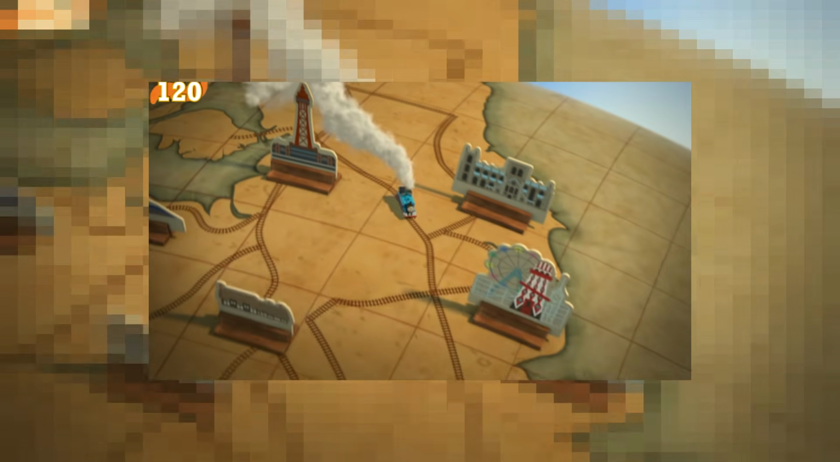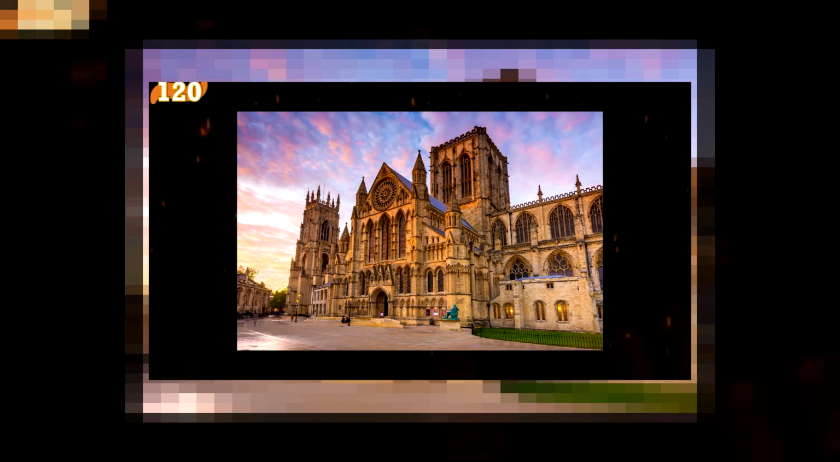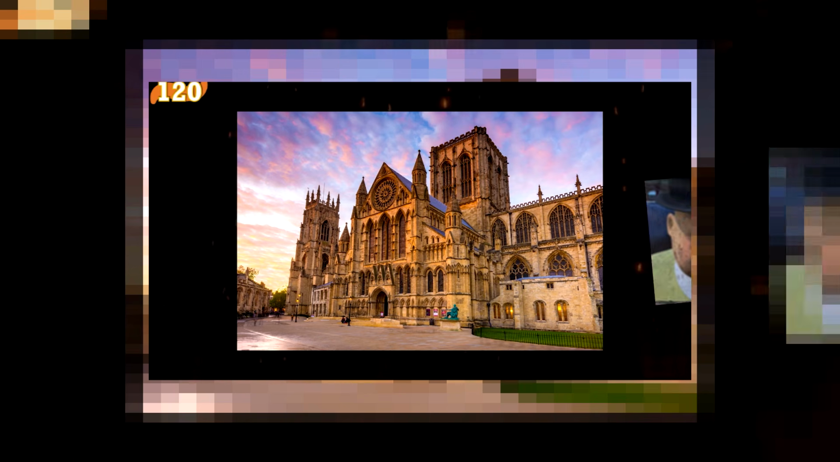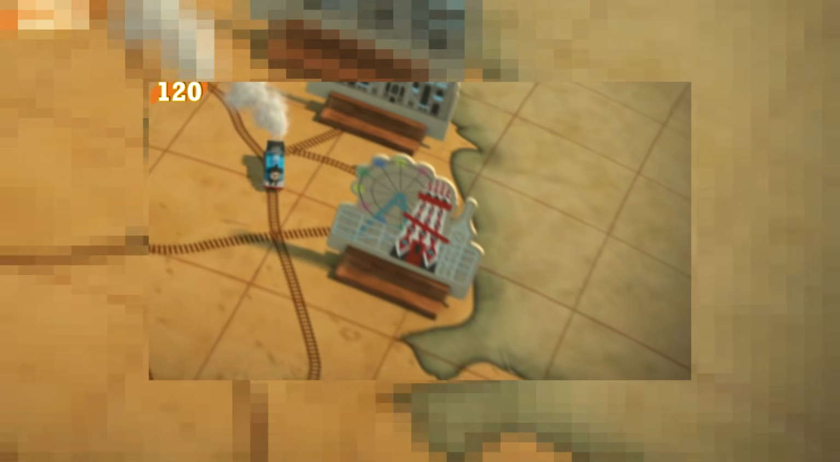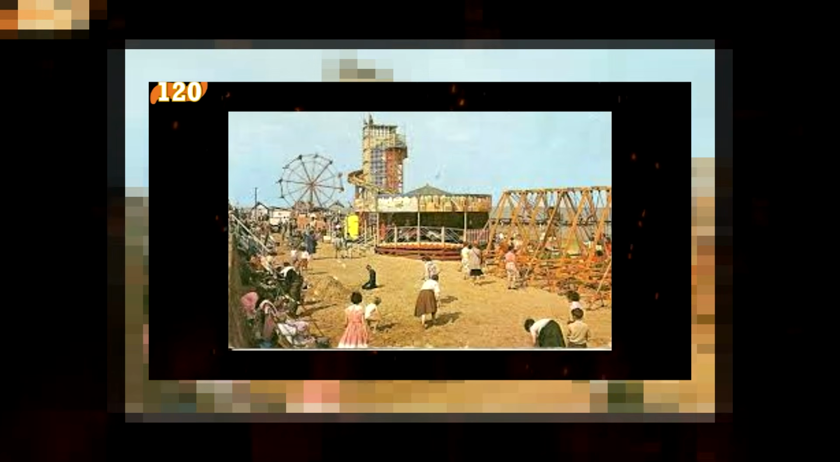All of the markers on this map of the UK show real life locations, such as the Blackpool Tower, a real tower located in Blackpool. There's this cathedral, which is based on the York Minster Cathedral, located in York in North Yorkshire. Try saying that twice. There's this fun fair located in Lincolnshire, which is based on the Cleethorpes Fun Fair Ferris wheel, which dates back to the 1950s.